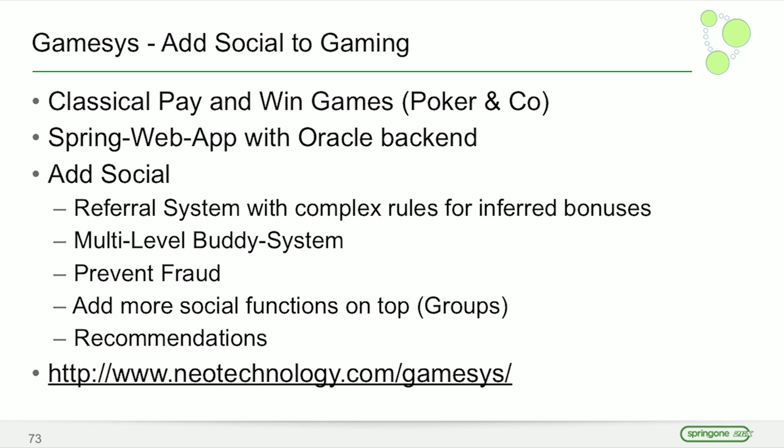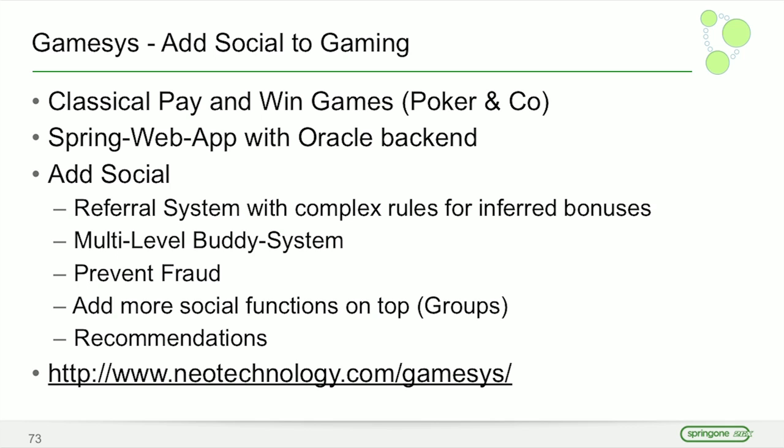So they are a classical gaming company. So they do in the UK poker and stuff like that, really the money-making games. So they had a Spring web app with an Oracle backend. So they were a big Oracle shop. And they wanted to add social to their system. They wanted to add a referral system where you can refer other people, and then you participate in their bonuses and get stuff from them back. And they want to prevent fraud, of course.